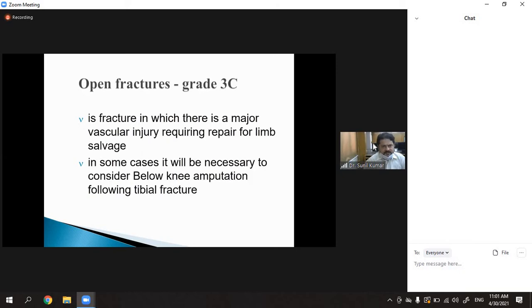Grade 3C is a fracture in which there is a major vascular injury requiring repair for limb salvage. So in grade 3C, there will be a vascular injury. In some cases, it will be necessary to consider below knee amputation following tibia fracture, because of the vascular injury, which, if it is irreparable, can lead to below knee amputation.